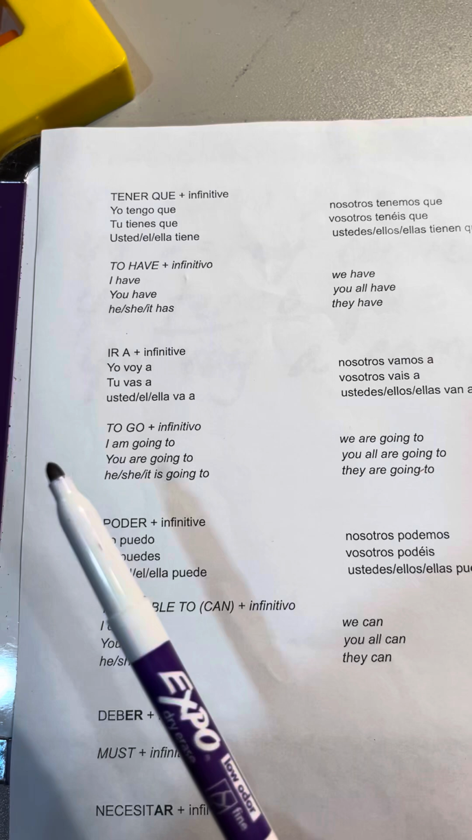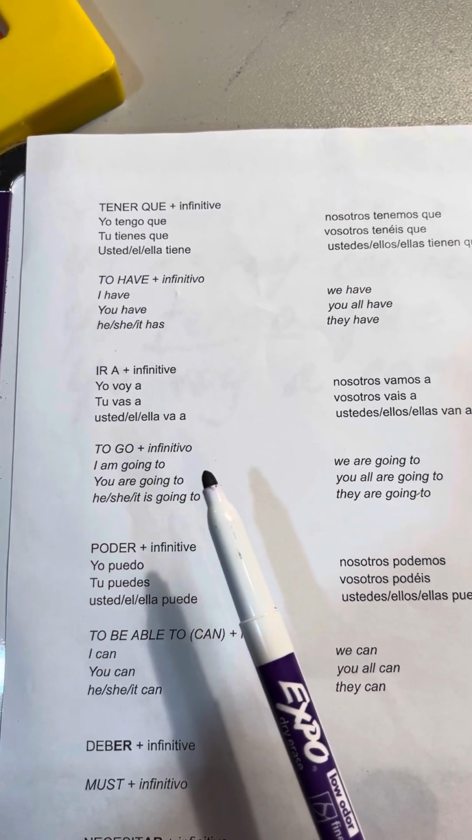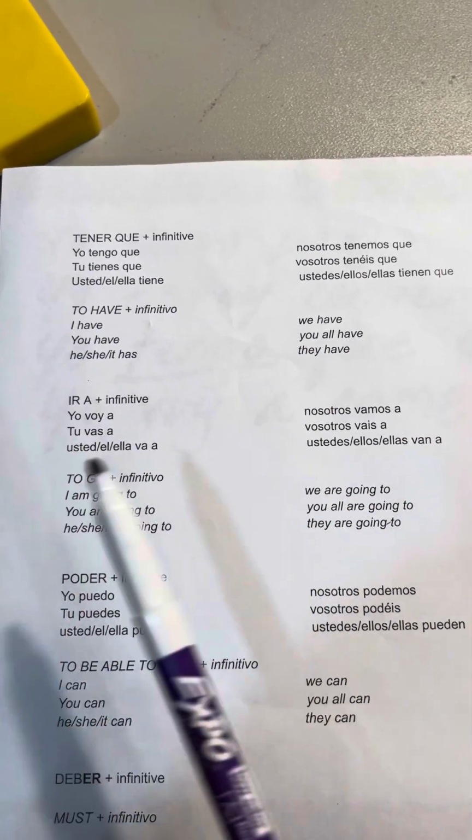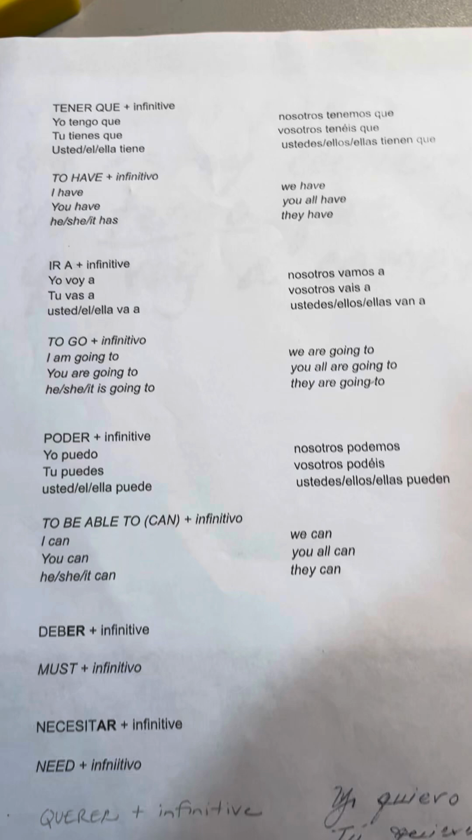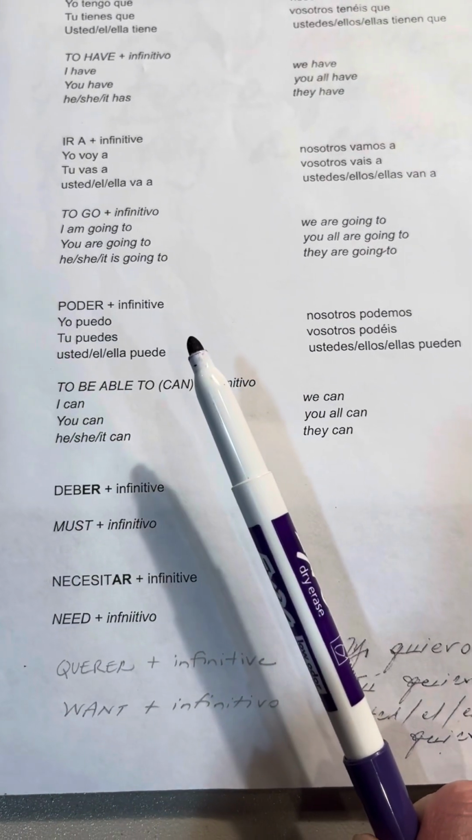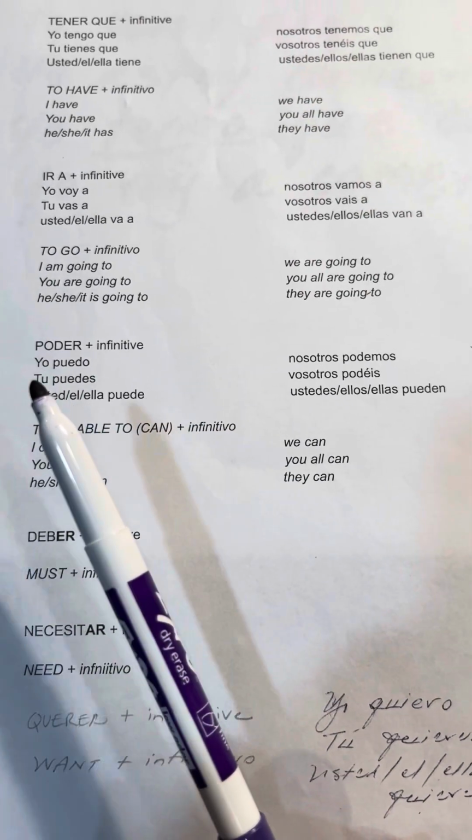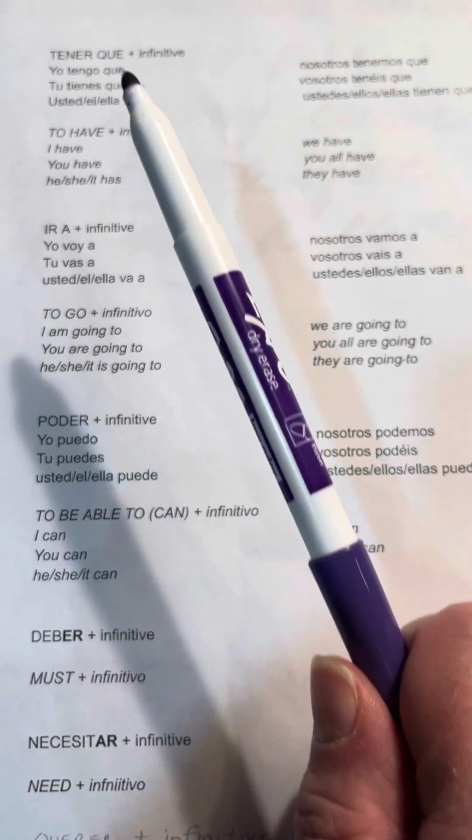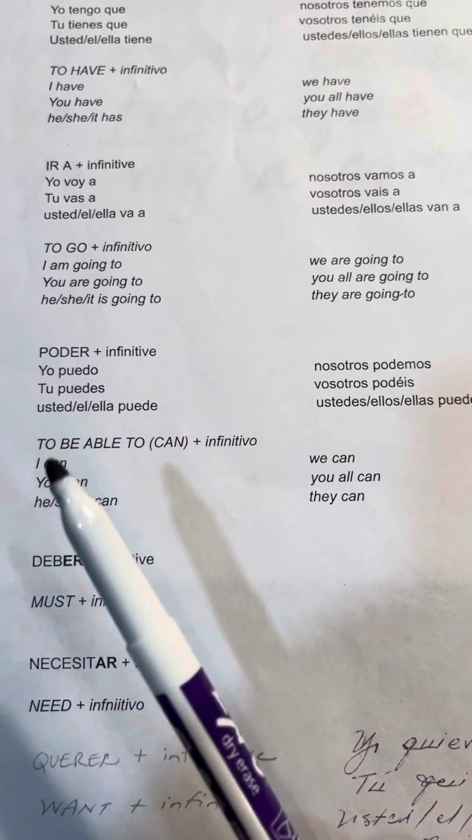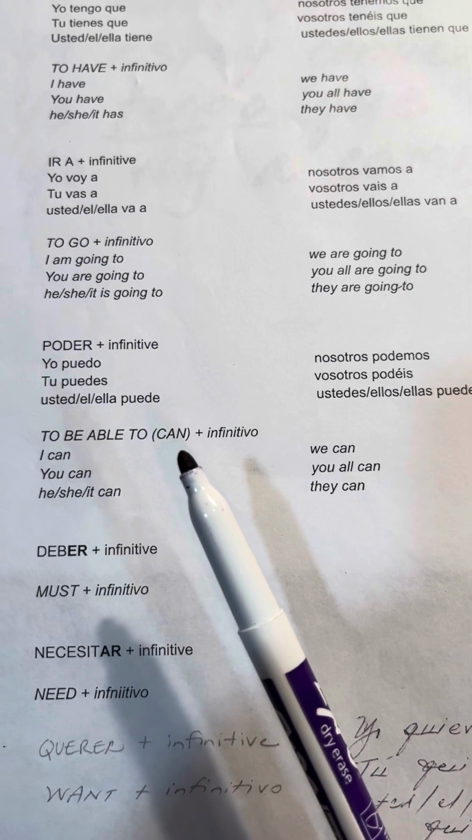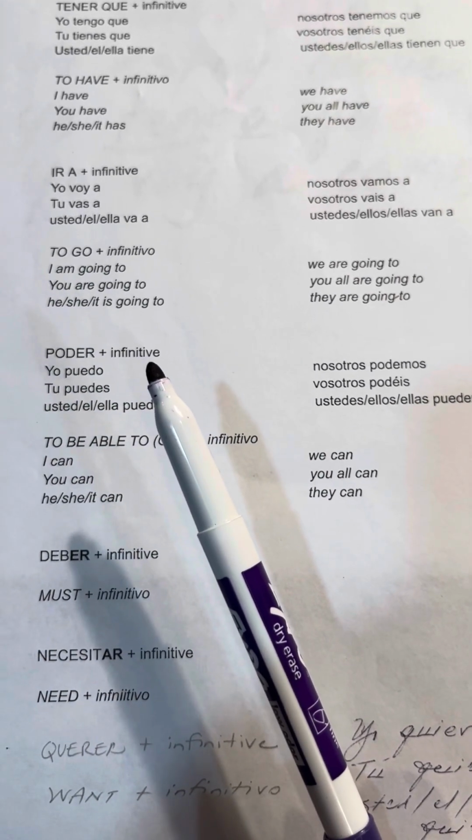All right, so that's ir plus infinitive. This is for the English learning people. Here is for those studying Spanish. Let's go to the next one. Poder plus your infinitive. Now you don't have an extra word here. Here we had the que. Here we had a. Here we simply break down poder, which means to be able to, or I can, plus your infinitive.